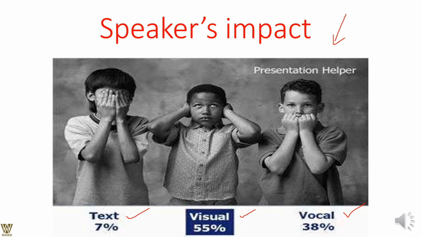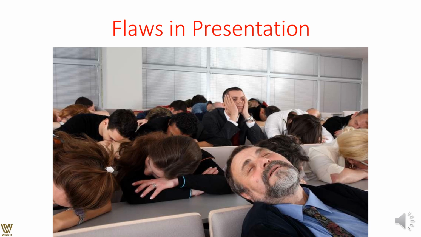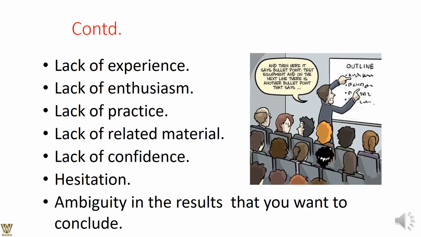Let us understand what happens if there is a flaw in the presentation. The audience gets disinterested. They get disillusioned. So how do we go around it? Lack of experience is number one for the presentation. The presenter is more interested in the whiteboard rather than the audience. In fact, he is showing his back towards the audience and people are not getting engaged. So that's one of the experiences that you have to gain.